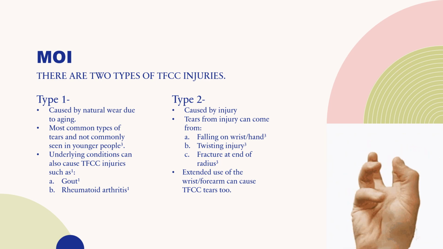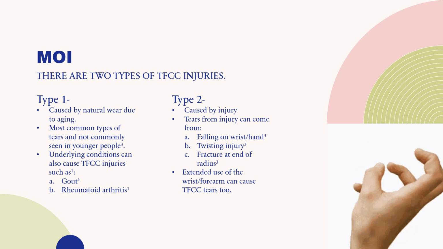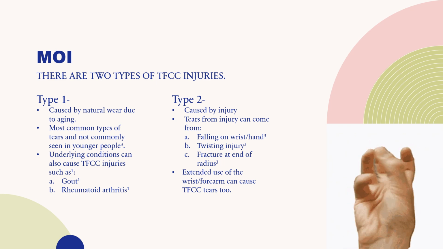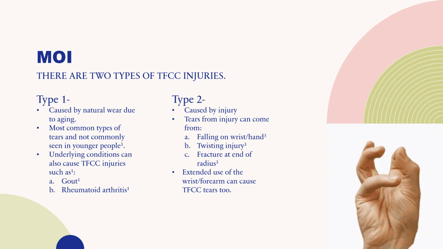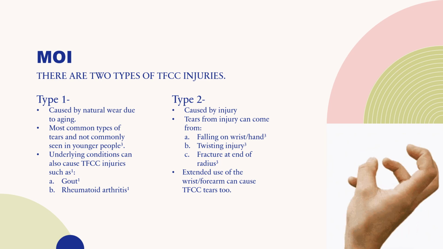So how do TFCC injuries happen? Well, there are two types of TFCC injuries. Type 1 is caused by natural wear due to aging. The most common types of wear are this type, and they are not commonly seen in younger people. Some underlying conditions can also cause TFCC injuries, such as gout or rheumatoid arthritis. The second type is caused by injury, and these tears occur from falling on the wrist or hand, twisting the wrist at an odd angle, or fractures at the end of the radius. Extended use of the wrist and forearm can also cause these injuries.